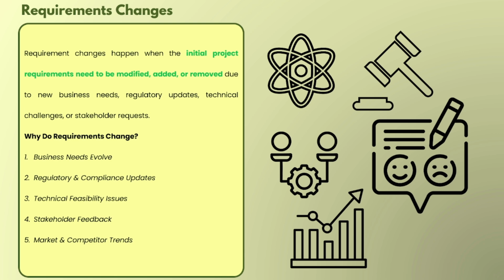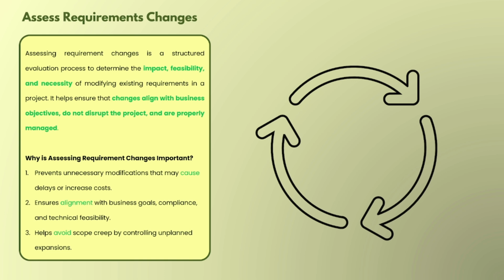Now we have seen why the requirements are getting changed frequently. Not frequently is not the correct word, but it happens that requirements get changed in the middle of the project. So we will see how to assess these requirement changes. Now this is the most important thing. Assess requirement changes is a structured evaluation process to determine the impact, feasibility and necessity of modifying existing requirements in a project.